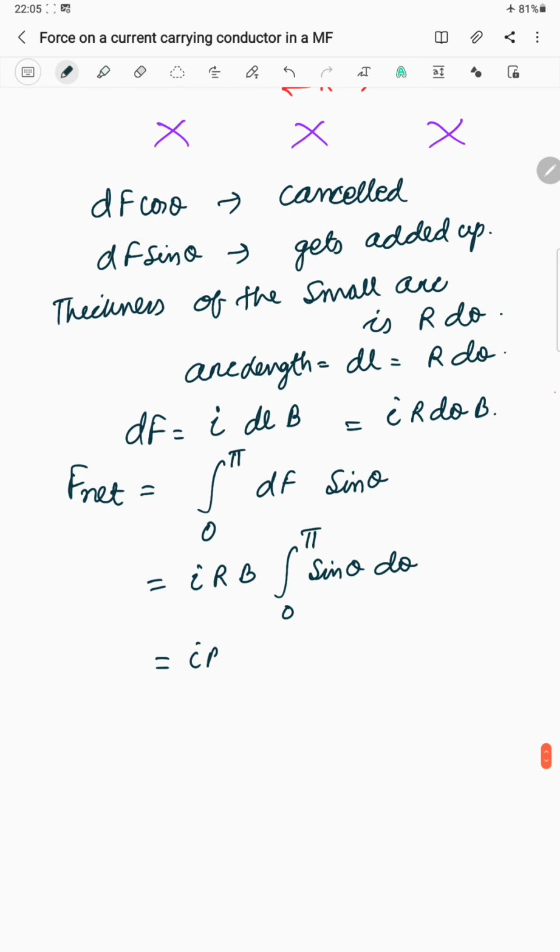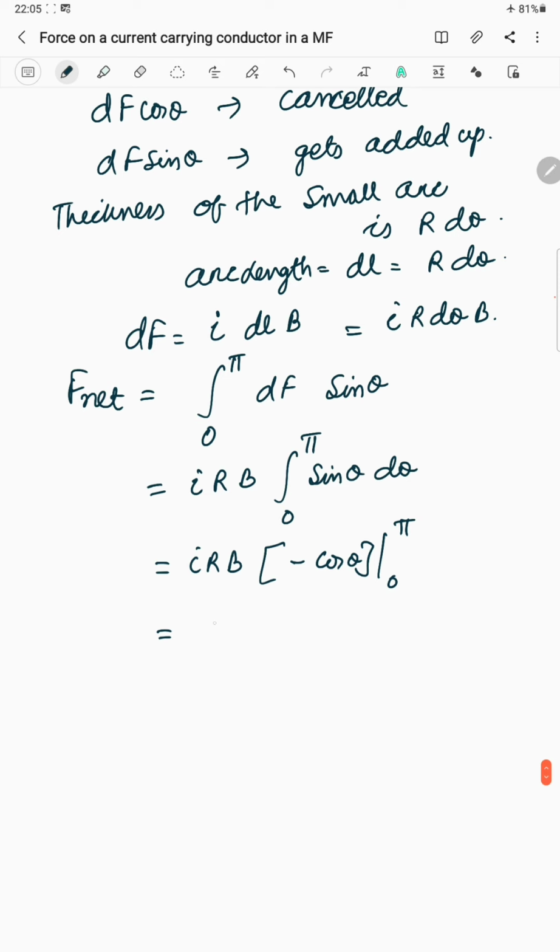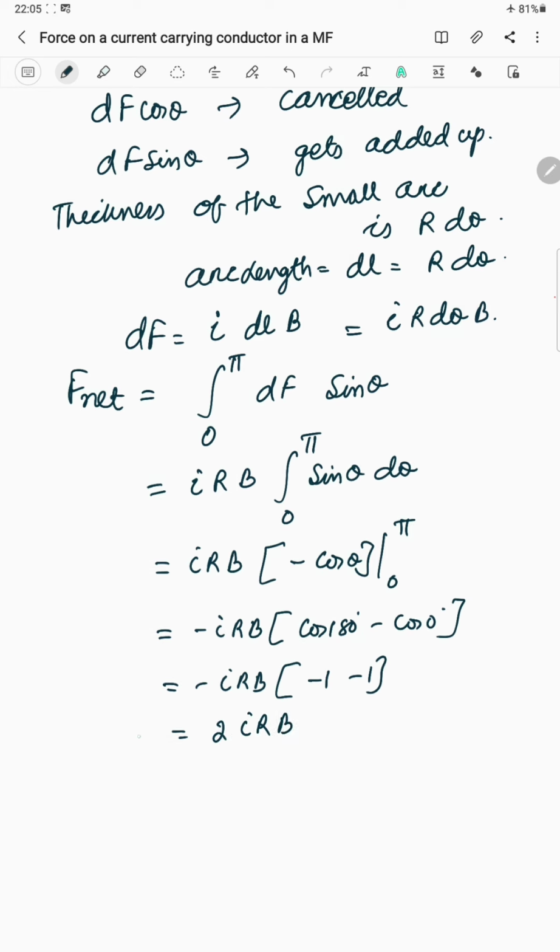So this will be your I r B. Integration of sin theta is minus cos theta, and the limits will be from 0 to pi. So I can take out a minus: minus IrB, cos 180 degree minus cos 0. This will be minus IrB, cos 180 is minus 1, that will become minus 2. So minus times minus, it will become 2IrB. So F net will be 2IrB. And what will be the direction? Direction will be perpendicularly up. Okay, it will be up.